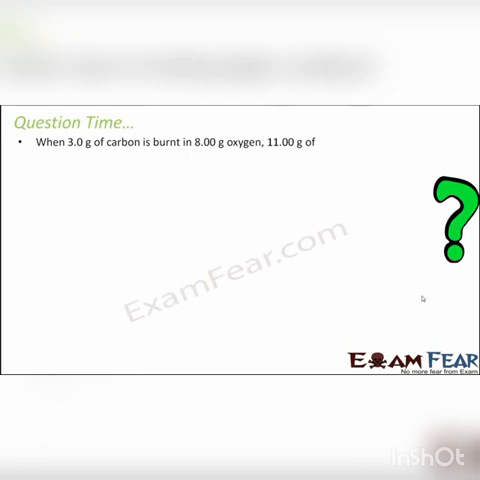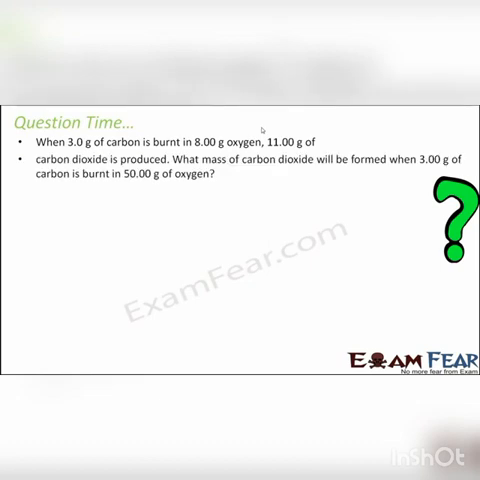The next question is, when 3 gram of carbon is burned in 8 gram of oxygen, 11 gram of carbon dioxide is produced. What is the mass of carbon dioxide formed when 3 gram of carbon is burned in 50 gram of oxygen? Carbon is burned in oxygen to form carbon dioxide. At T is equal to 0, this was 3 gram, this is 8 gram, and this was 0 gram. At T is equal to T, 11 gram of carbon dioxide is produced.